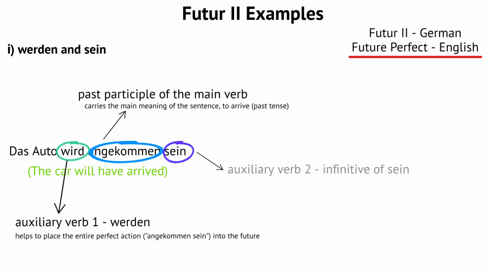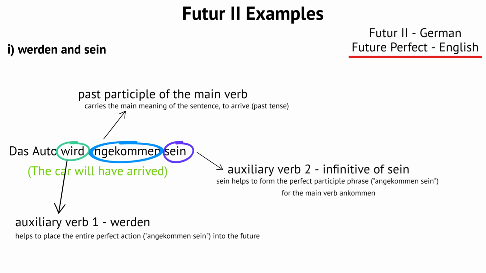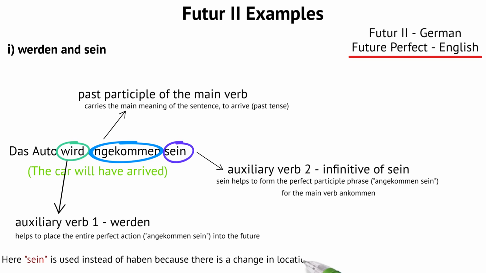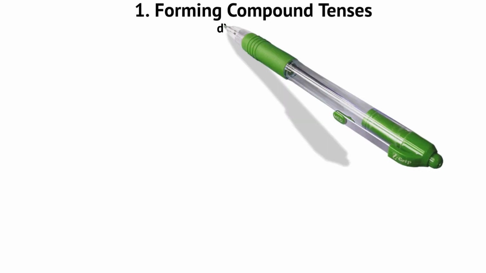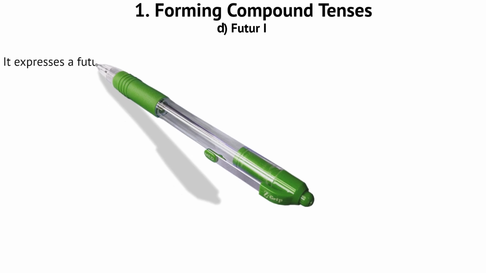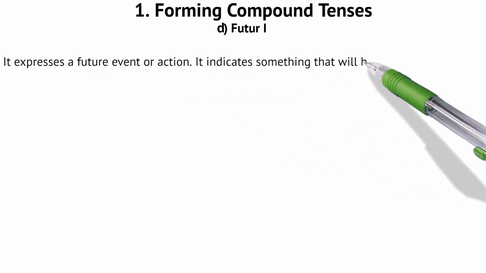The difference between the 2 examples is that, in this example the auxiliary verb, sein, is used instead of haben, because the main verb, ankommen, expresses a change in location. The purpose of the German tense, Futur I, is to express actions or events that will happen in the future.